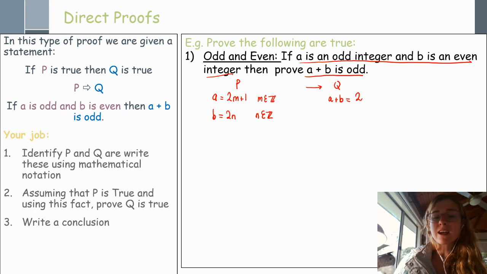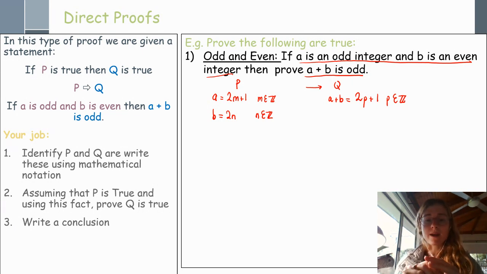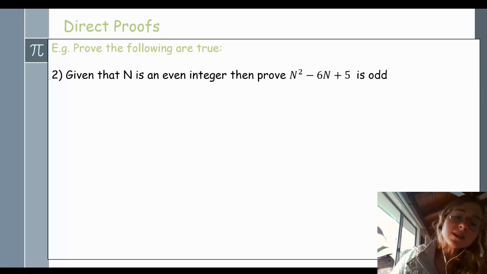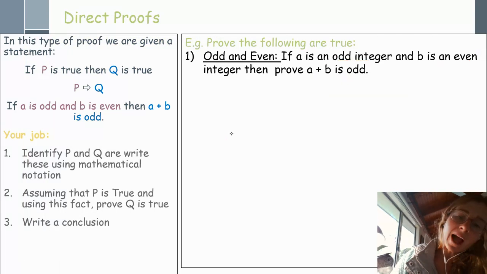So again, I could say that has a form of something like 2p plus 1, where p is just some number within our integers. That's step 1. Step 2, we're going to take P, everything that we know about P, our a and b, and try and write those things in a form like Q. If we can do that, we've proven it. So using P, what is a plus b? Well, a was 2m plus 1.